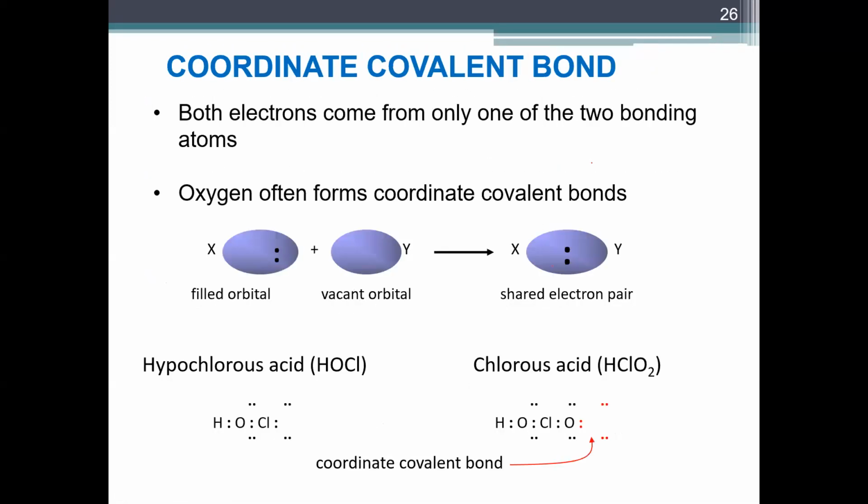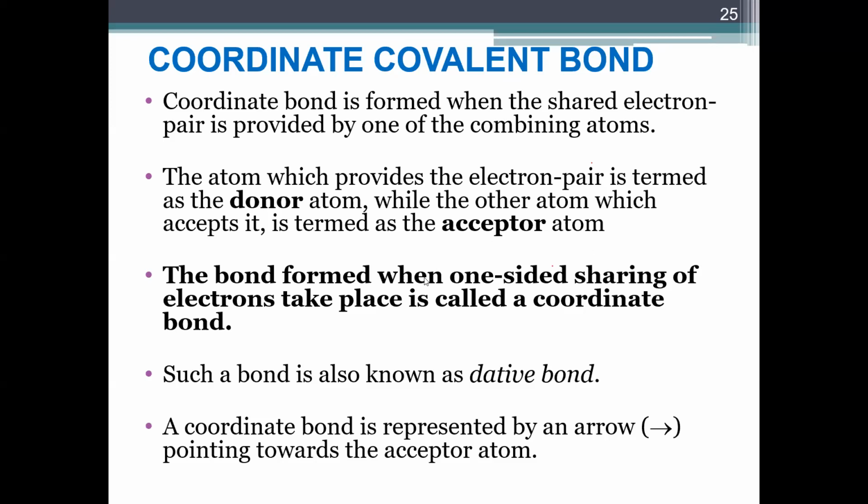So coordinate covalent bond, this is where we'll be wrapping up. This is formed when the electron pair that is shared is provided by one of the combining atoms. One of the atoms is providing the two electrons that are being shared. This atom is called the donor atom, while the other one is called the acceptor atom. This bond is called a dative bond, and it is usually signified by an arrow.